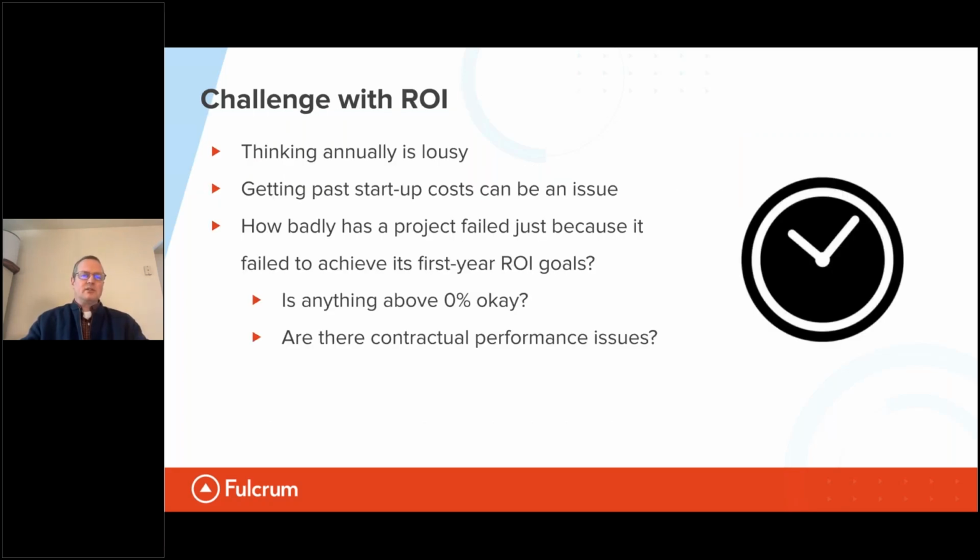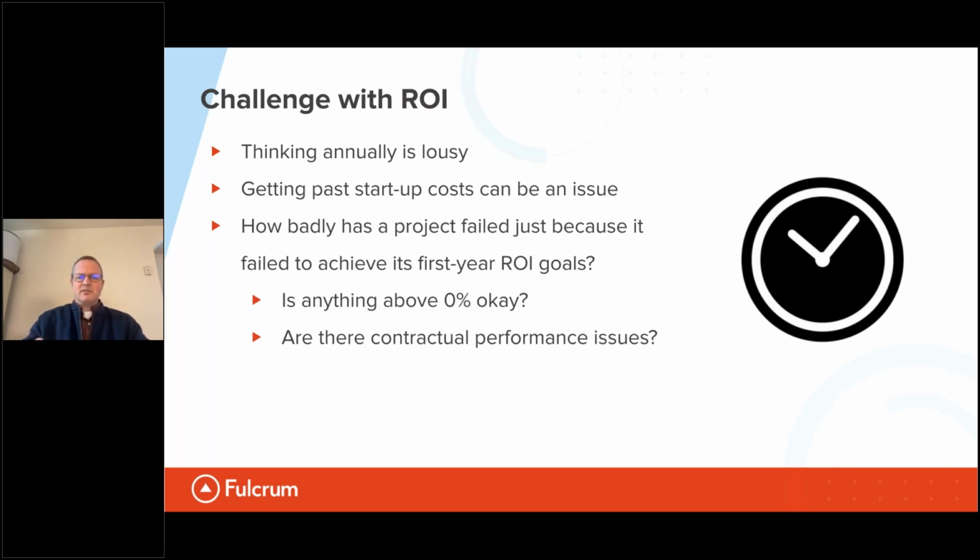But there are some challenges with a return on investment. For example, thinking annually tends to be not great for a couple reasons. If you think annually and only annually, then people start saying, well, when am I going to actually see the benefits? Am I going to see it in year 2 or year 3? How am I spending that money? And how is that money when it's coming in different from the money that I'm supposed to be getting back, the return that I'm supposed to be getting back from this process?